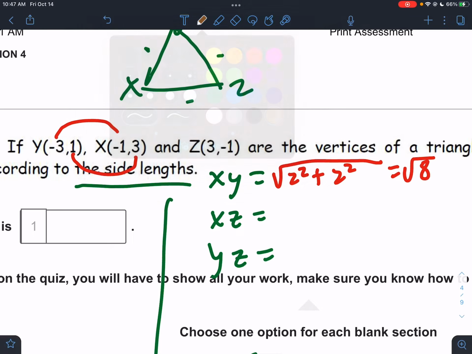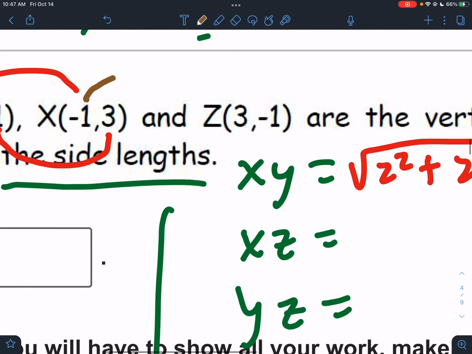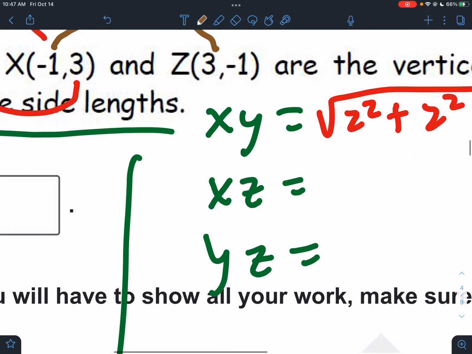All right. So then we move on. Let's do XZ. 1 to 3. That's plus 4.